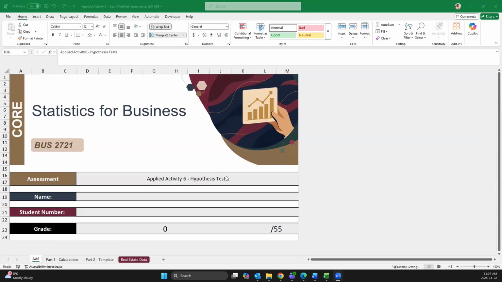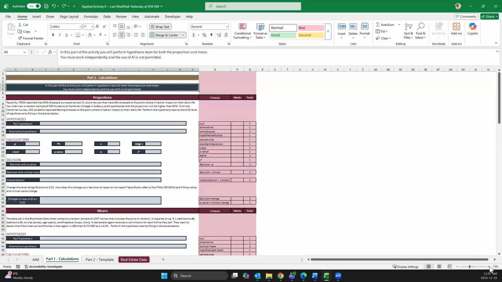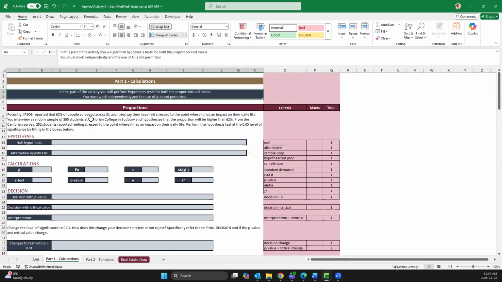You've made it to your last applied activity in the course on hypothesis tests. Please make sure you fill in the title page with your name and student number, and then this assessment has two parts, like almost all of your activities in this class. So first, you're going to have some standard calculations for hypothesis tests where everybody has the same questions. So the first one is about proportions.